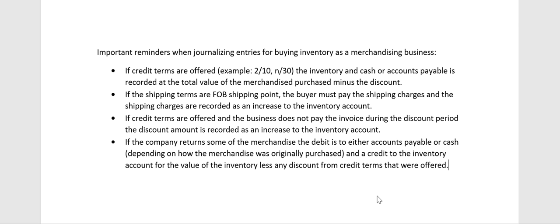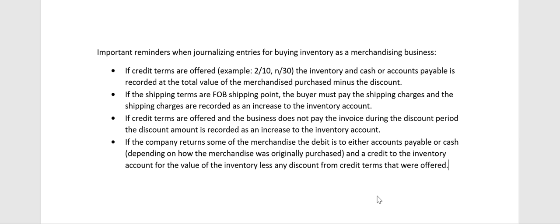So when we're looking at those credit terms, 2/10 net 30, what that stands for is that the company is being offered a 2% discount if they pay the invoice within a 10-day period. If not, the net, that's what the N stands for, meaning the total amount that is outstanding, is due within 30 days.